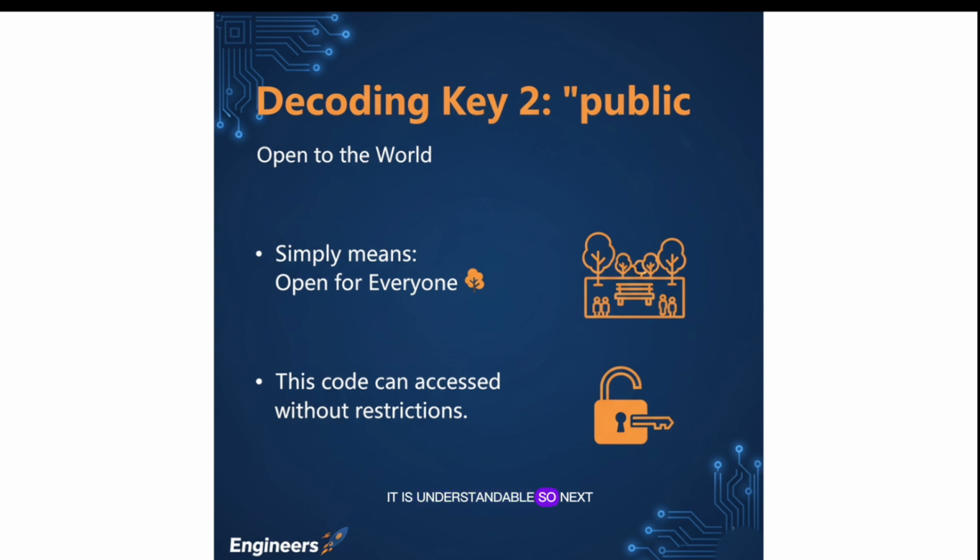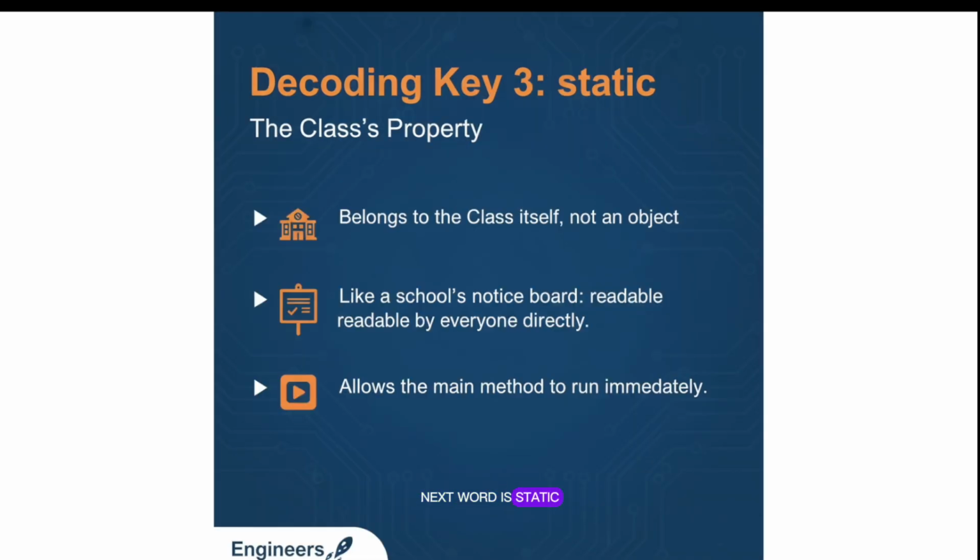It is understandable. So the next word is static. Now this one confuses the beginner, so pay close attention. Normally you need to create an object to run a method in Java, but main is special, it runs automatically, that's why it is static. Think of it like a school notice board.